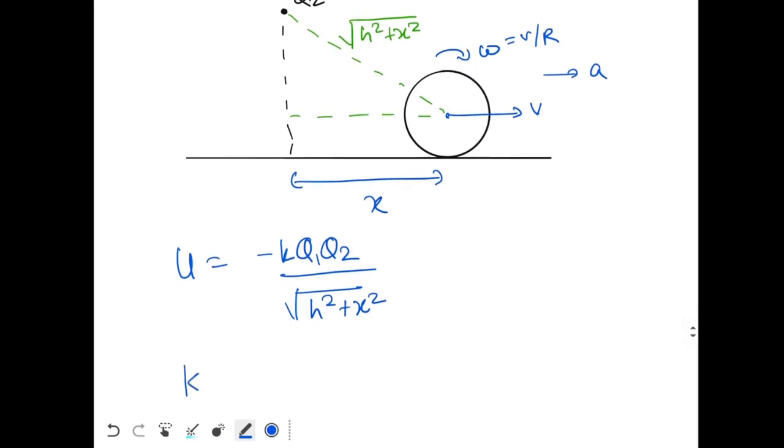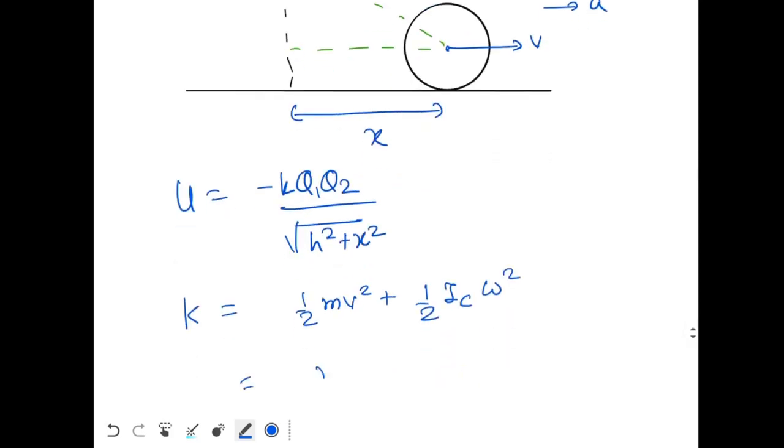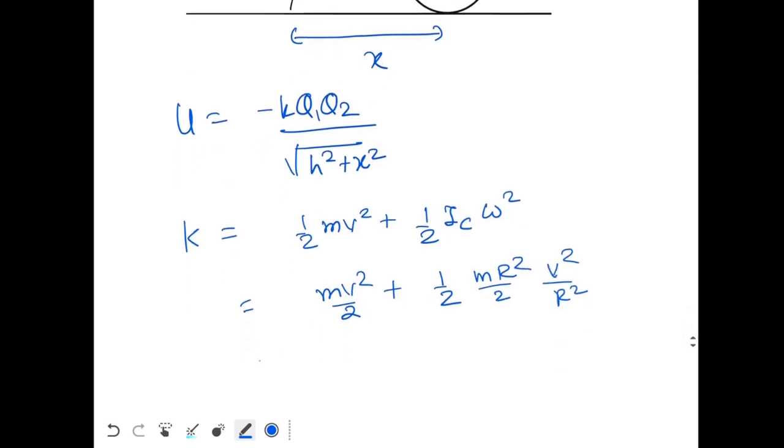Kinetic energy K will be what? Half m v square plus half I about center of mass into omega square. So m v square by 2 plus half I_C, which for a disk is m r square by 2, and omega square will be what? v square by r square. So we get this to be equal to 3 m v square by 4.